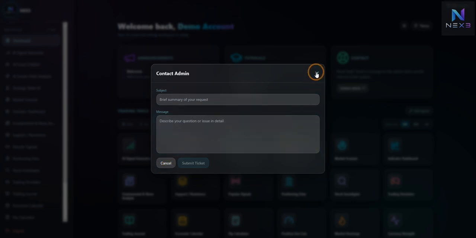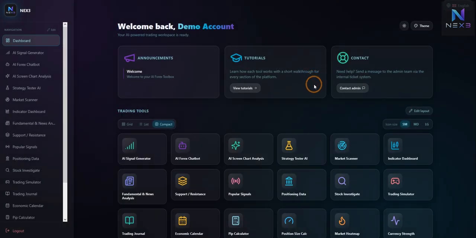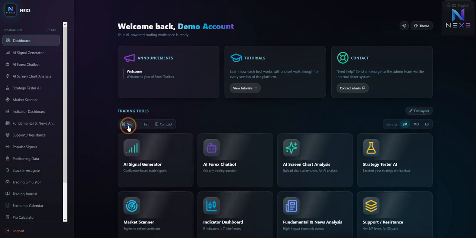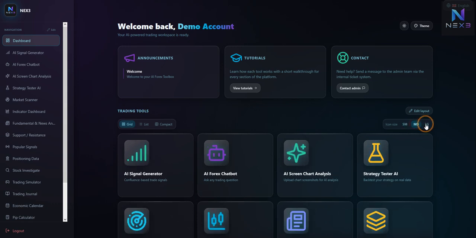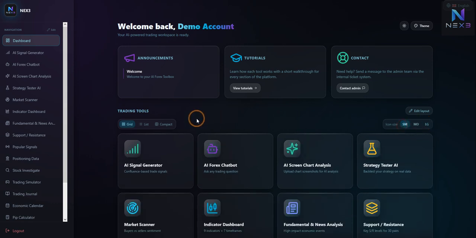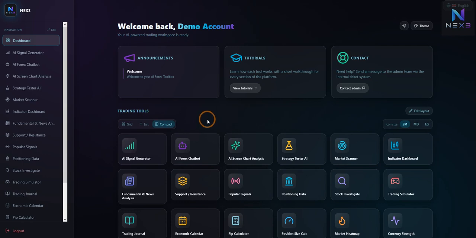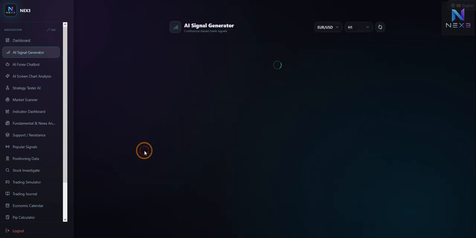The main grid below these cards displays your favorite tools, and you can even customize your workspace using the Edit Layout button to switch between grid, list, or compact views, as well as resize your icons from small to large. First on our list is the Powerhouse AI Signal Generator.